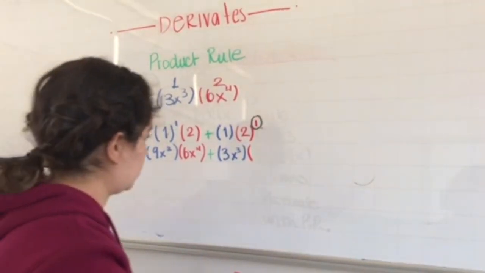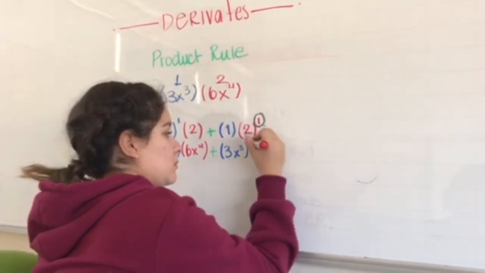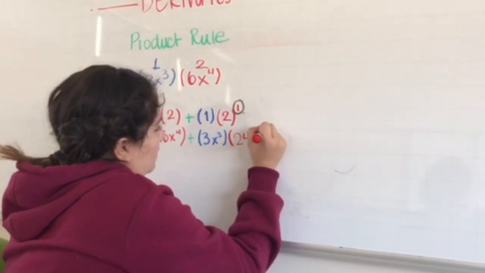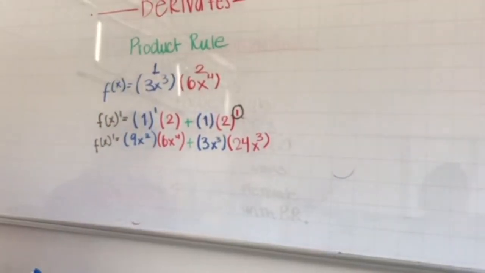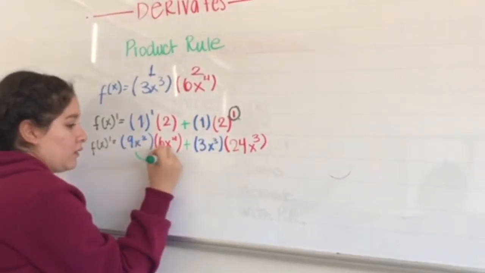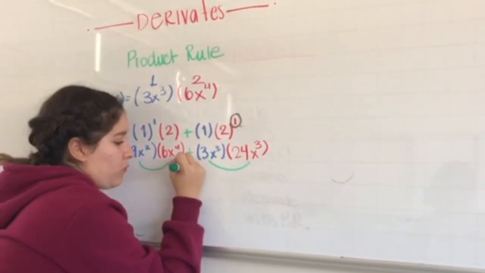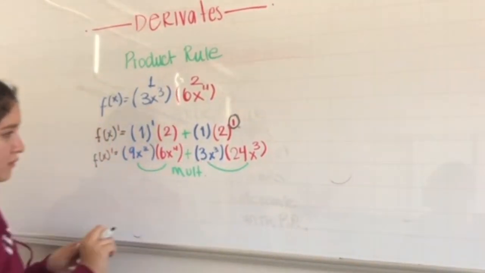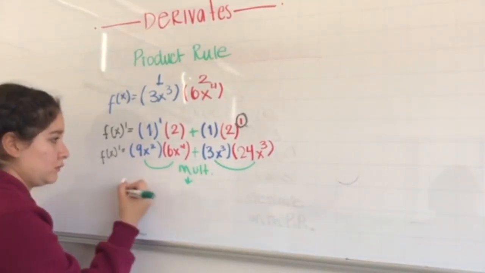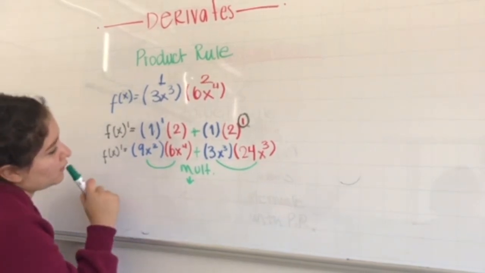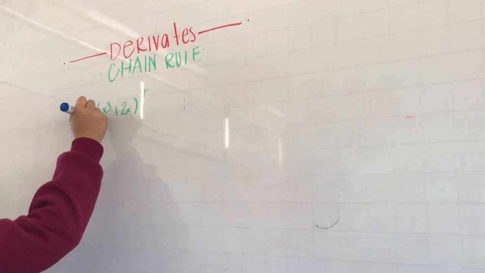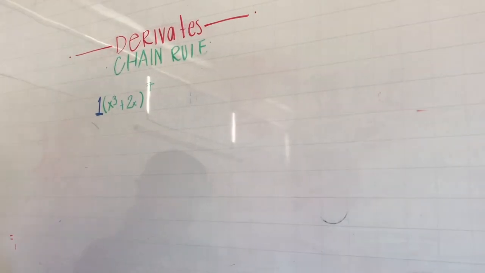going to be 24x third, because you remember we multiply the exponent with the number and then subtract one from the exponent. What's next is that when you have already derived and put it with the normal number, you multiply each side: 9x squared times 6x fourth plus 3x squared times 24x third, and then you have your derivative with the product rule. Now let's go to the chain rule.